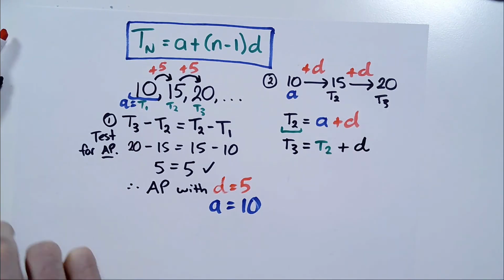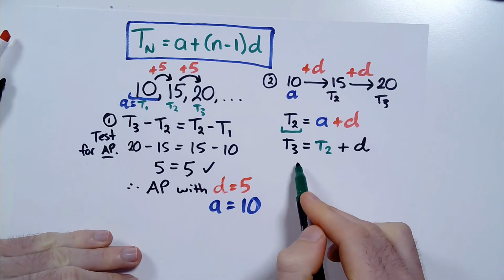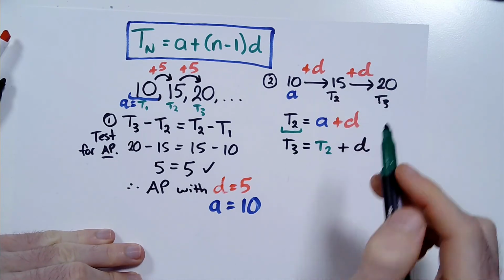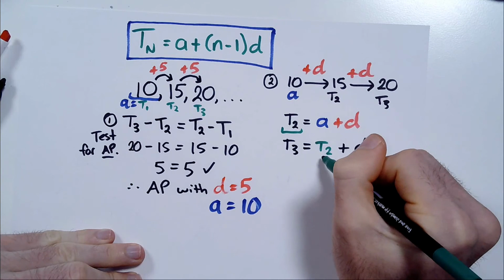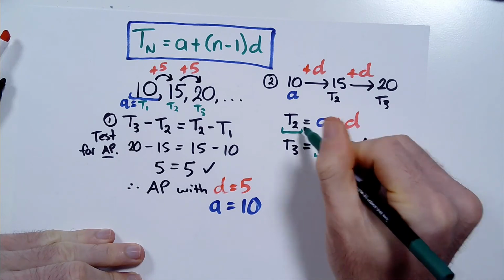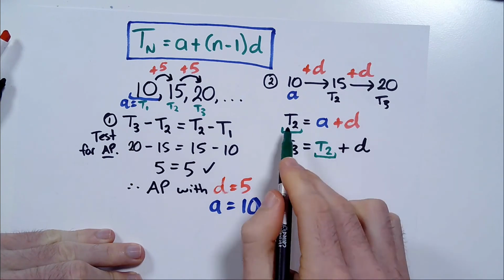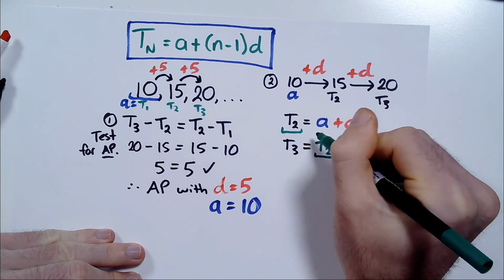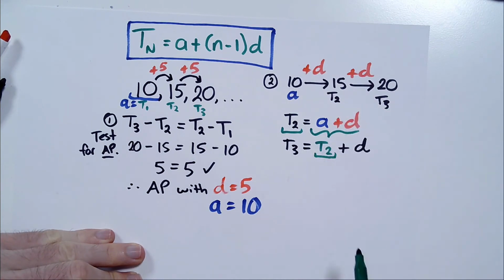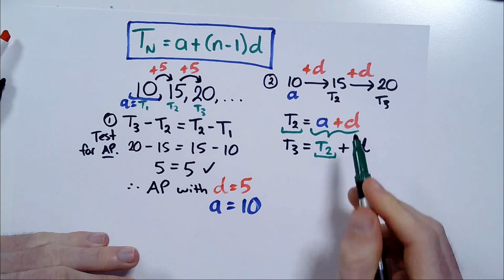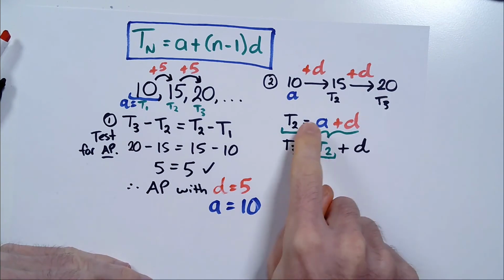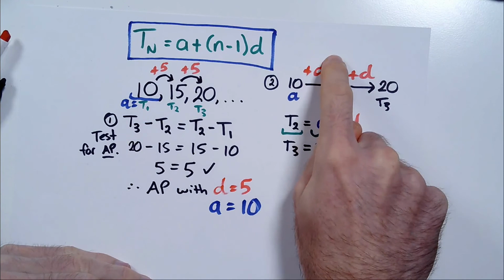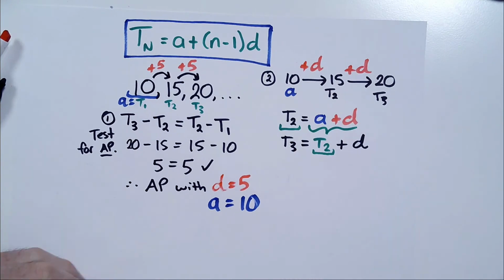Okay, so the important thing here is, to get to the third term, we had to get the second term and add the 5, add the difference, right? 15 plus 5 gave us 20. Notice here how I've written T2, which is the same as this. If I substitute now, T2 equals A plus D. So remember, T2 here is the same as A, the first term, plus the difference, right? Remember, 20 is the same as 10 plus 5, which is 15, plus another 5, basically, okay?